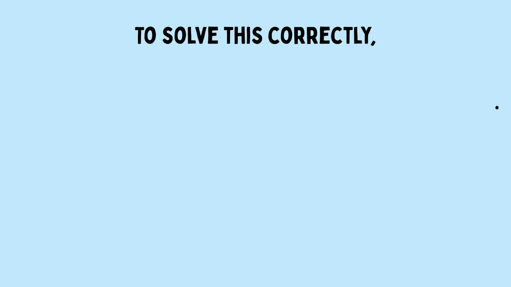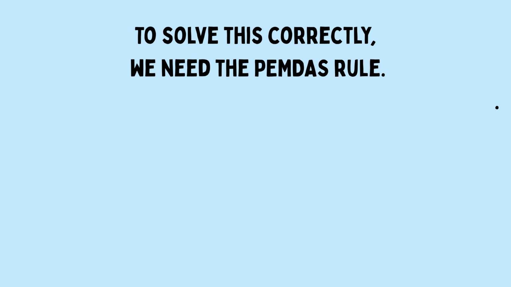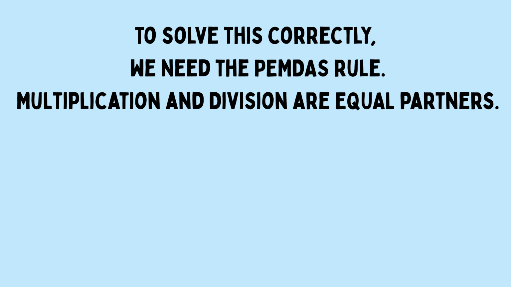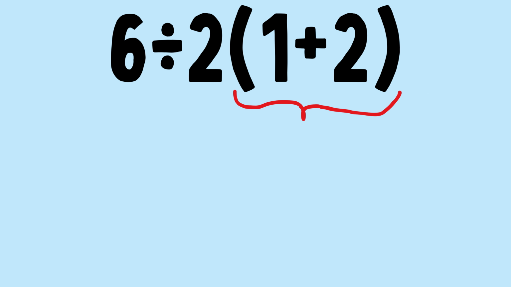To solve this correctly, we need the PEMDAS rule. And here's the secret. Multiplication and division are equal partners. Let's look at the question again. Add inside the parentheses to get 3. 6 divided by 2 times 3. Since they are equal, we simply go from left to right.